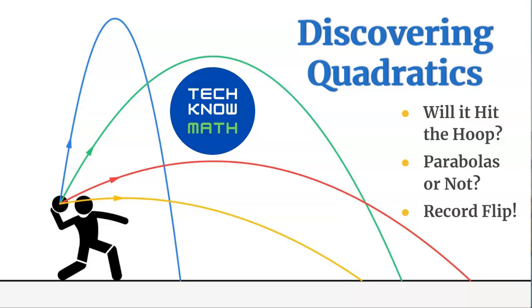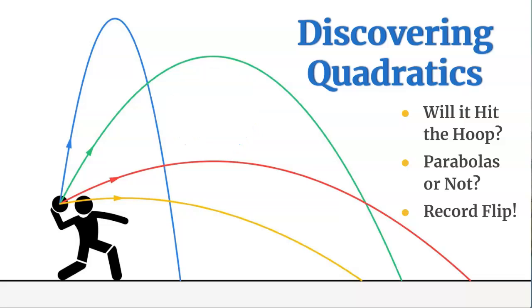This is Algebra 1, Term 4, Lesson 1, Discovering Quadratics. We'll start with a classic Desmos activity, Will It Hit the Hoop? And then we will explore examples of parabolas and non-parabolas, examples of quadratics and non-quadratics, and we'll finish it up with a 3-act task, Record Flip. Let's get started in Desmos.